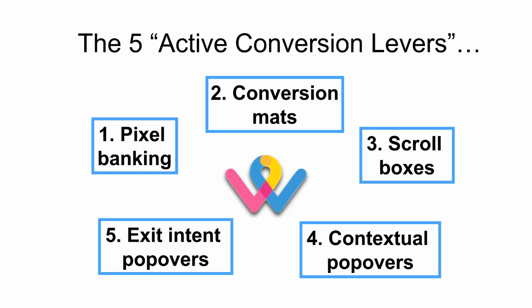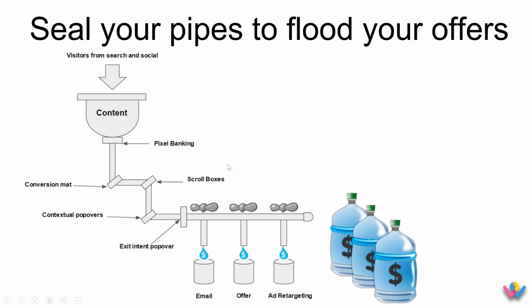We got contextual popovers. This is like when you scroll over a photo or something like that, and a pop-up comes up. These have been amazing. We got a ton of stats on these. And then we got exit intent popovers. So it's like when someone goes to that store and right before they leave, you offer them something. That's what that exit intent popover is. So let's go ahead and look at it on a visual screen.